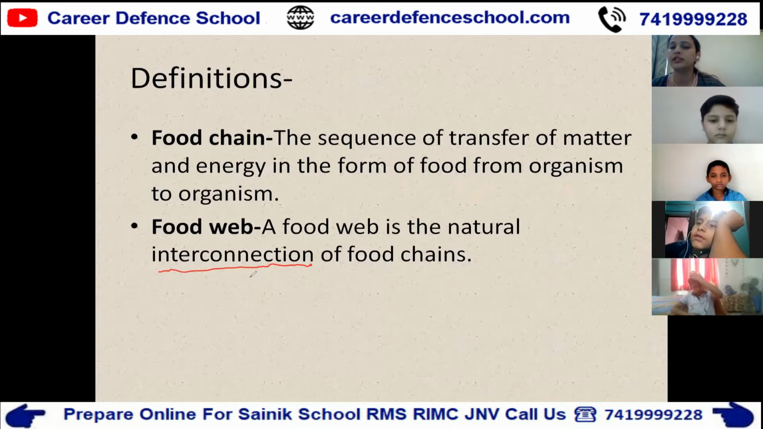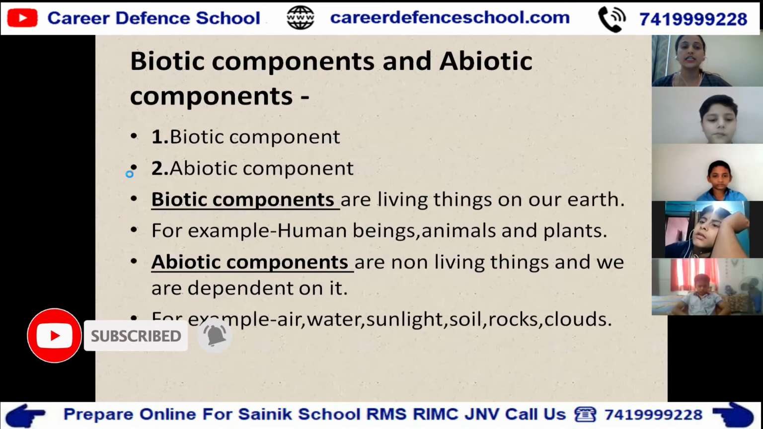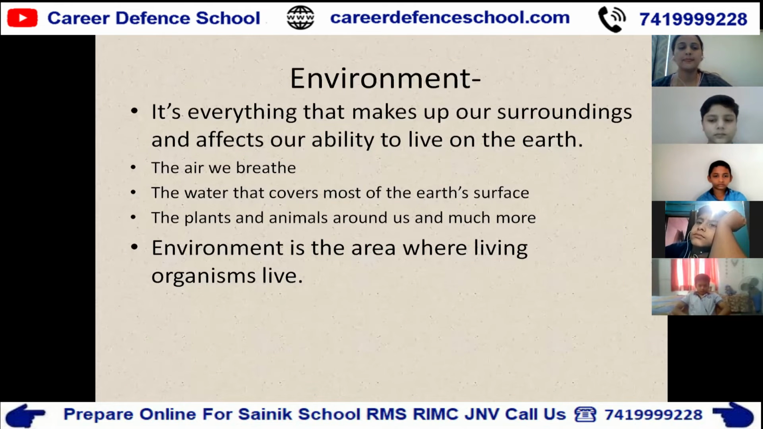In this, anyone can eat anyone; this chain is interconnected. So this is called a food web. Let me clear you again. What is environment? Environment is everything which is around us. It can be air, water, plants, animals, human beings. Environment which is around us means any organism in our surroundings, this is called environment.